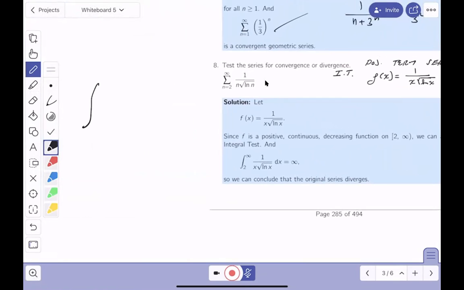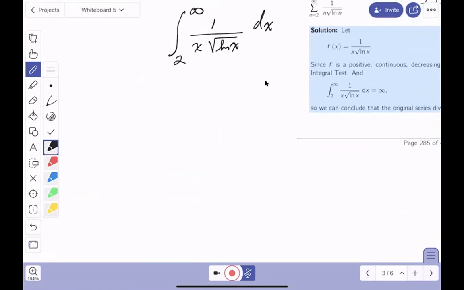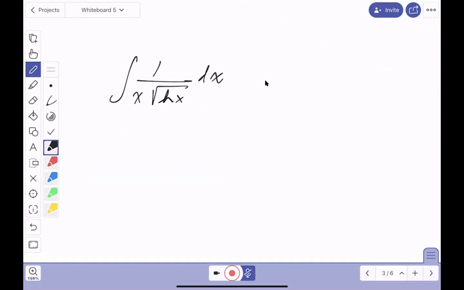Let's write this down. I'm using the integral test, by the way. The integral from 2 to infinity of 1 over x root ln x dx. You know what I'm going to do? I'm going to do that on the side. I don't know if I can do it. I don't even look at that guy. Let's try ln x, right? Looks pretty bad.